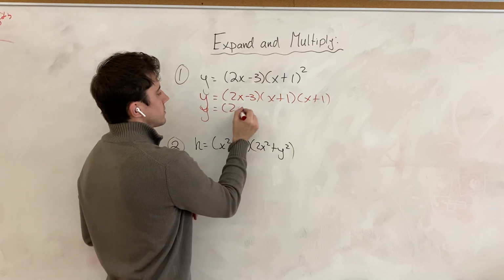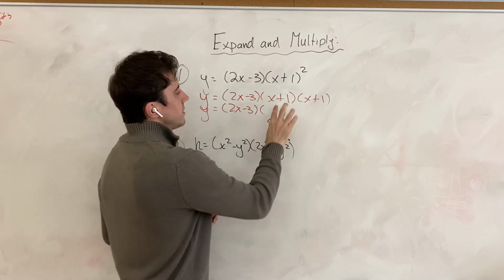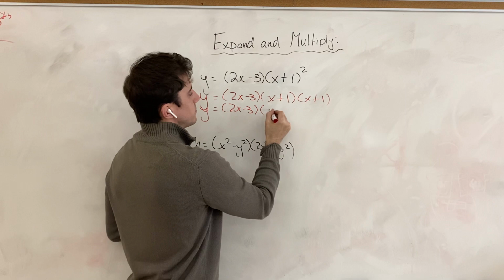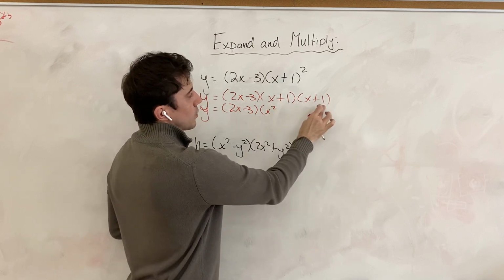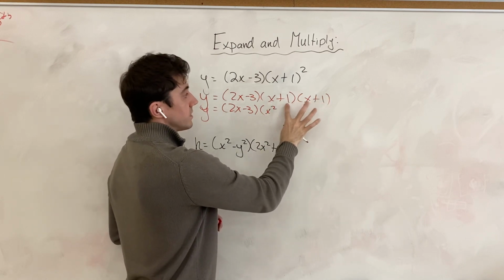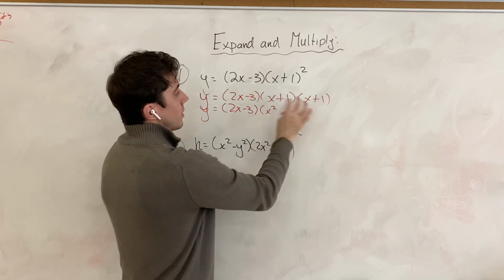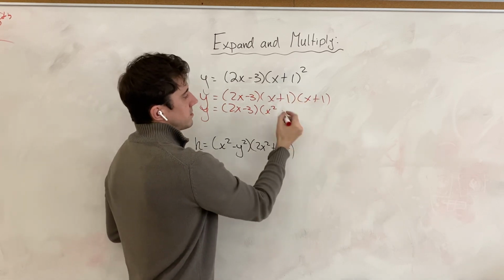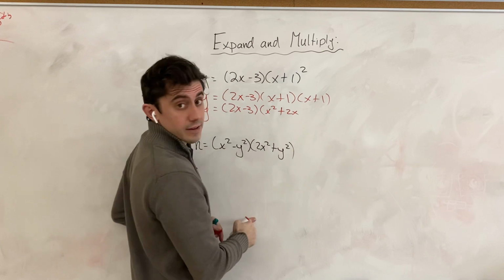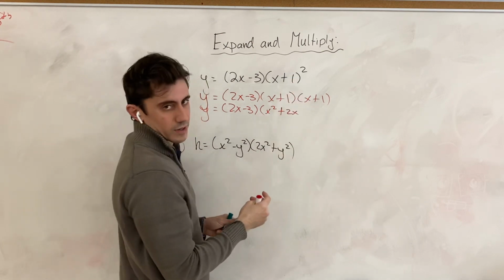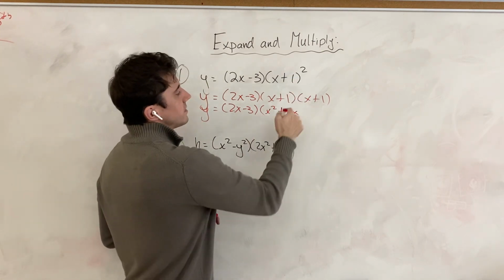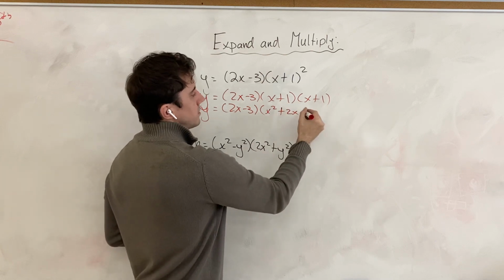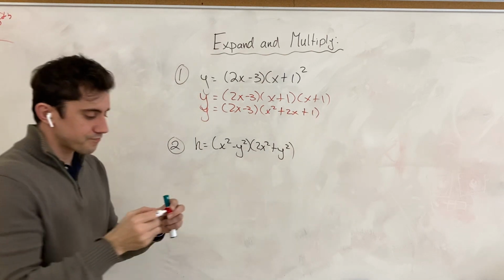So then we get (2x - 3) times, now x times x gives x squared, x times 1 is 1x, plus 1 times x is another x. So x plus another x gives us 2x, right? I'm skipping one step there, but hopefully that makes sense. And then finally, 1 times 1 is a 1 at the end.